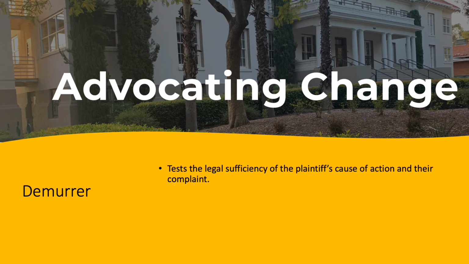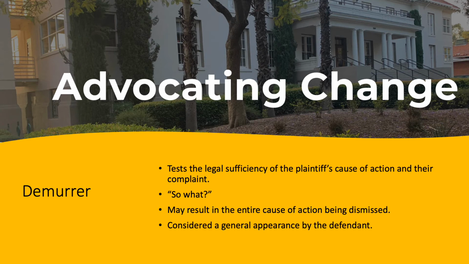A demurrer is used to test legal sufficiency of the plaintiff's cause of action and their complaint. The demurrer does not challenge the truthfulness of facts alleged in the pleadings. Think of a demurrer as saying, "So what?" Basically stating that even if everything pled is true, the complaint is legally defective. This can be because the statute of limitations has run on this action or there are missing elements of a cause of action. These motions may result in dismissing the cause of action completely if they are used correctly. Demurrers are also considered a general appearance by the defendant.